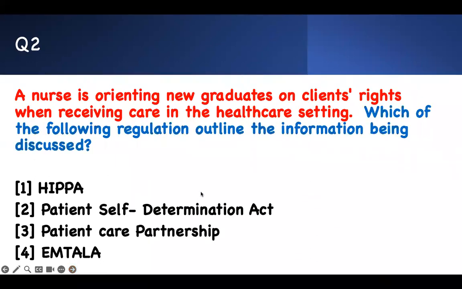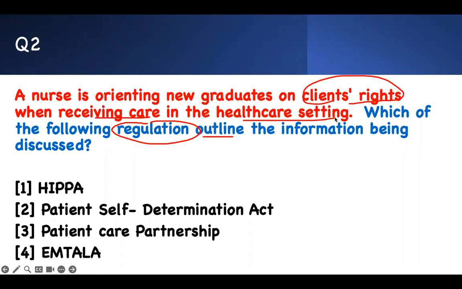Number 2, which of the following regulations outlines the information being discussed? Which regulation? So this test, this kind of ethics and law, pay attention to words. It's all words. Which of the following is a regulation outlining the information being disclosed? The nurse is orienting a new graduate on client's rights. Pay attention. Client rights when receiving care in the healthcare setting.